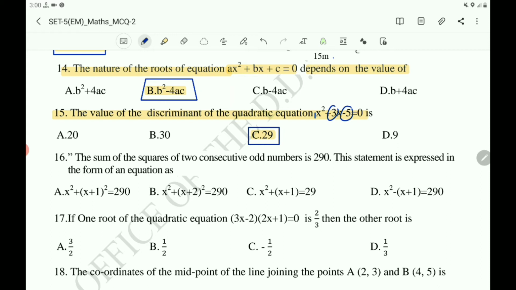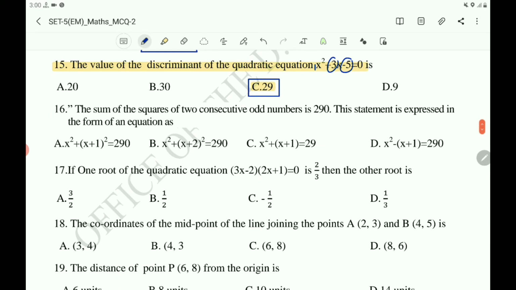Then you take the 16th question. The sum of the squares of two consecutive odd numbers is 290. This statement is expressed in the form of an equation. Two consecutive odd numbers means you have to take x and x plus 2, because the difference between the two consecutive odd numbers is 2. Also, the difference between the consecutive even numbers is 2.